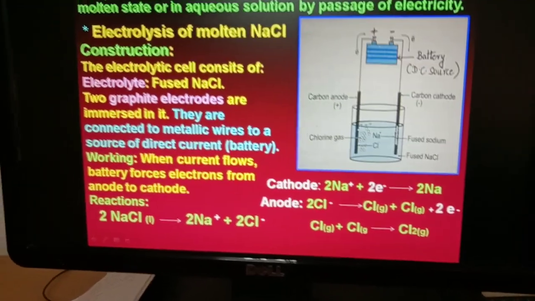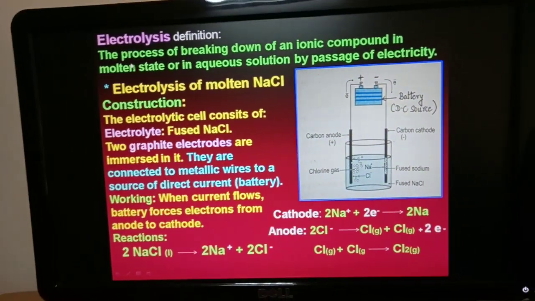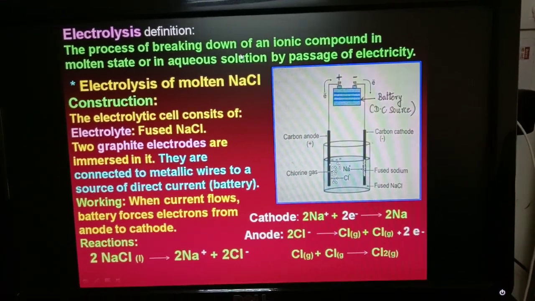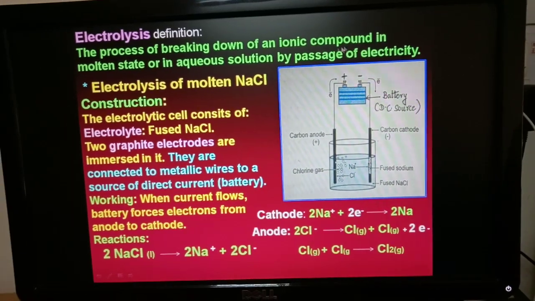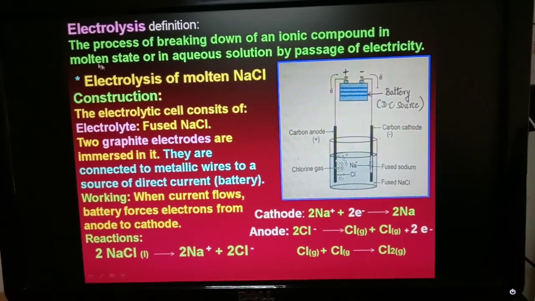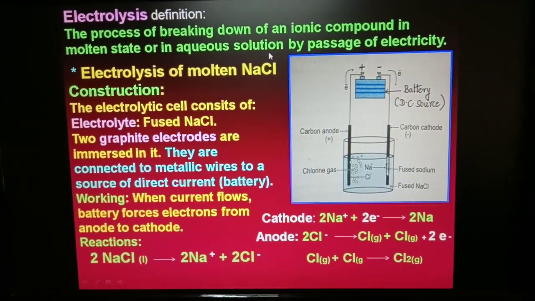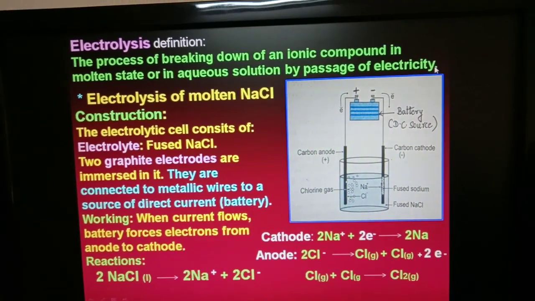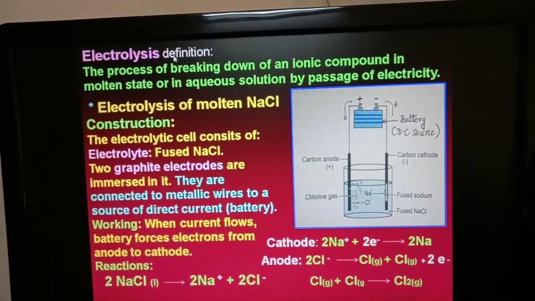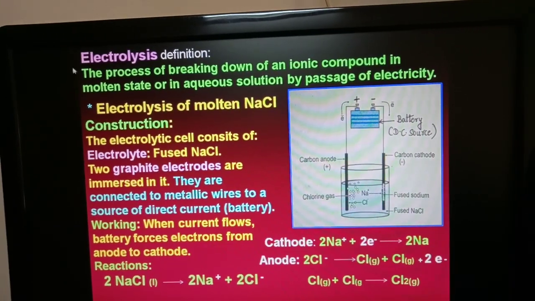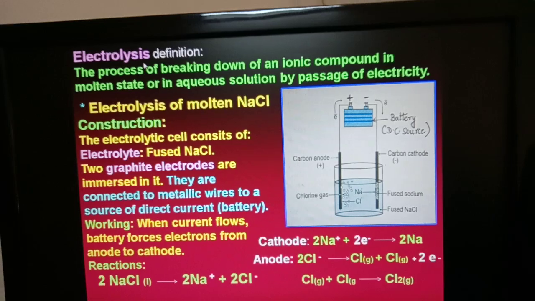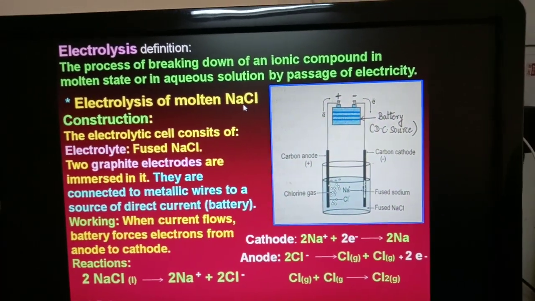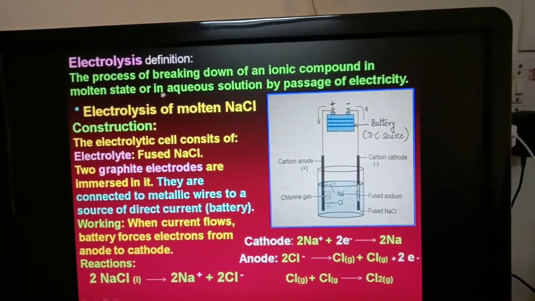Now define electrolysis. The process of breaking down, that is decomposition, of an ionic compound in molten state or in aqueous solution by passage of electricity is called electrolysis. In order to study the concept of electrolysis, let us first see the electrolysis of molten NaCl.